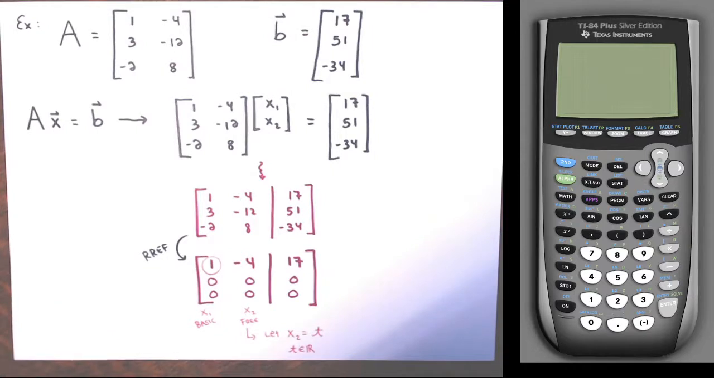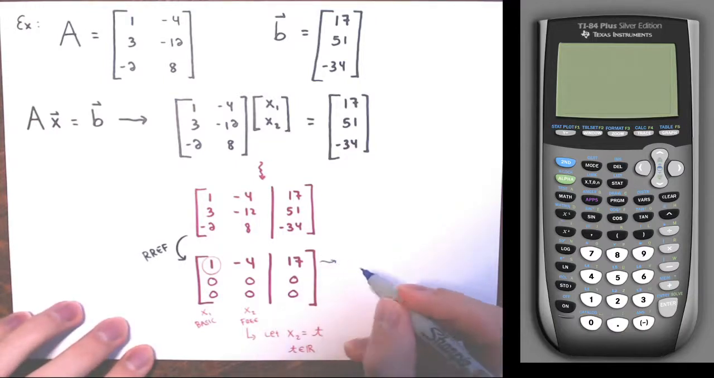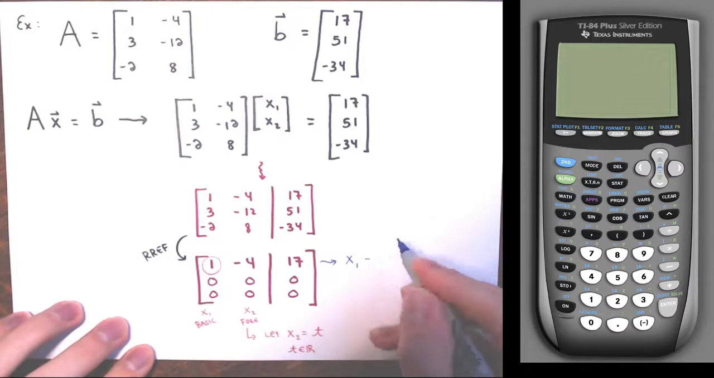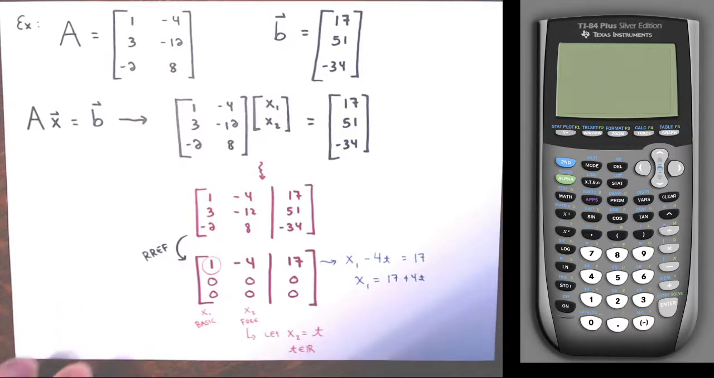Alright, the only equation here that means anything is the first. The second and third equations are simply 0 equals 0, which is fine, that's a true statement. This first equation is telling me that x1 minus 4x2, so minus 4t, will be equal to 17. So the value of x1 is 17 plus 4t. Then I'll express the general solution on the next page.